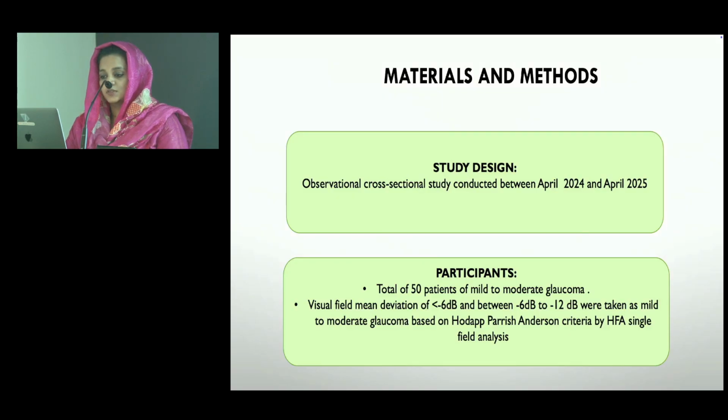Materials and method. It was an observational cross-sectional study conducted between April 2024 and April 2025. Participants included a total of 50 patients of mild to moderate glaucoma. Visual field mean deviation of less than -6 decibel and between -6 decibel to -12 decibel were taken as mild to moderate glaucoma based on Hodapp-Parrish-Anderson criteria by HFA single field analysis.